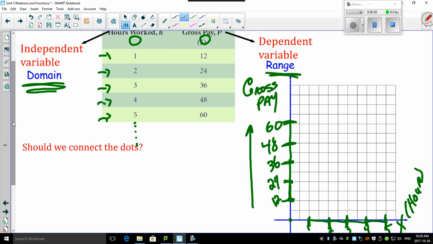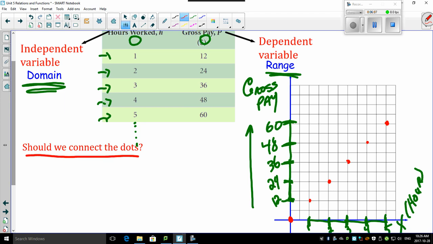Now, let's put this in here. We started off at 0, 0. 1 is 12. 2 is 24. 3 is 36. 4 is 48. 5 is 60. Now, technically, this is a technicality, and this is where this question comes in of whether or not we should connect the dots or not.